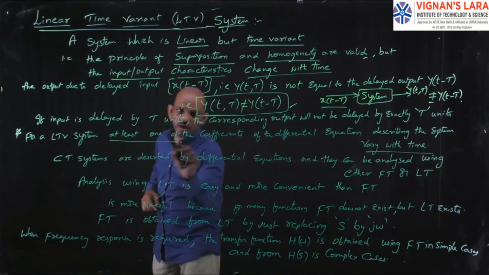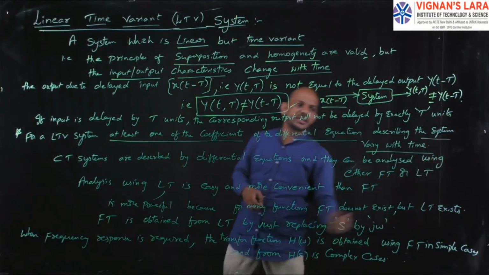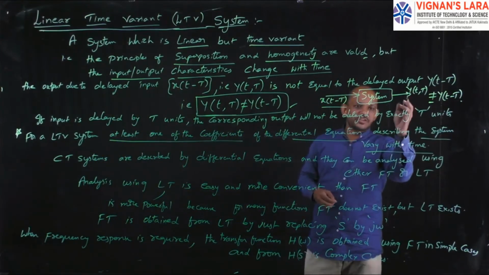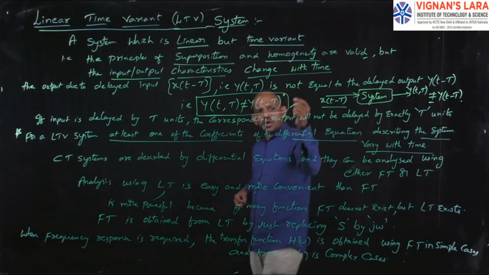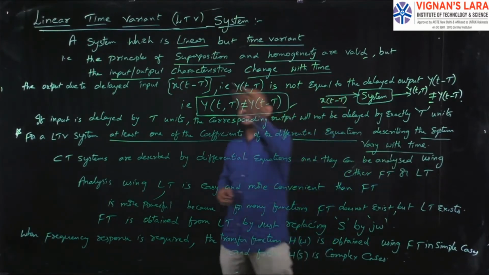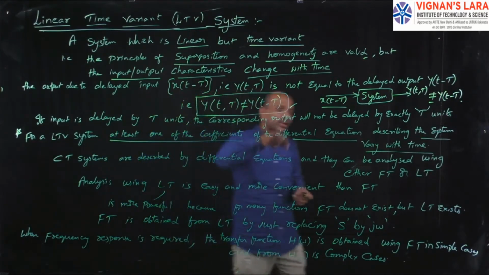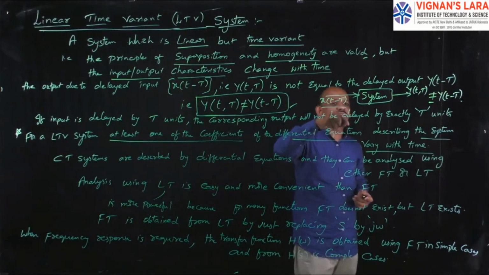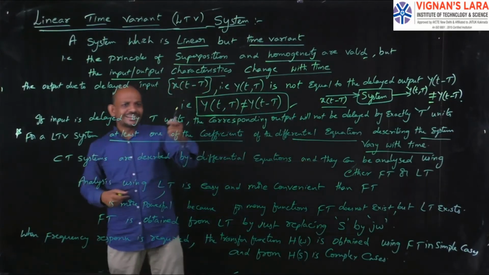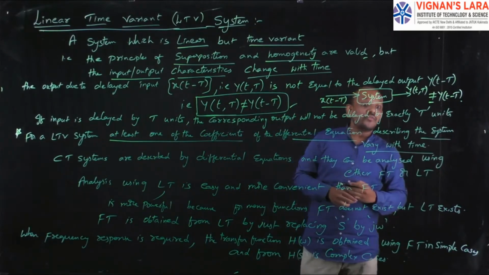At least one of the coefficients of the differential equation describing the system varies with time. If the system is described by a differential equation and at least one of the coefficients of that differential equation varies with time, then I can say that it is a linear time variant system, because the name itself is time variant. That is, one or more of the coefficients vary with time.